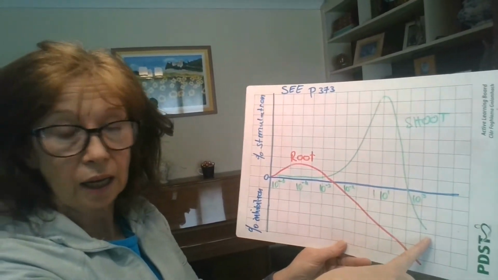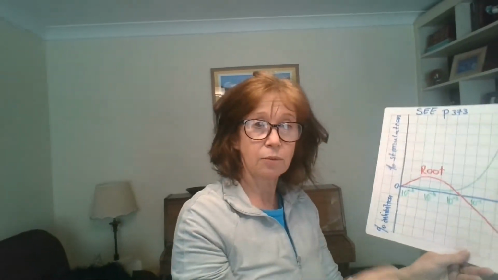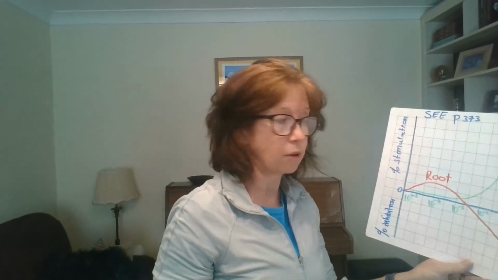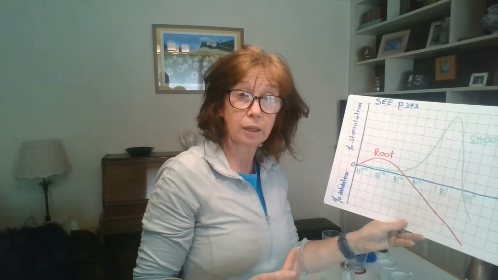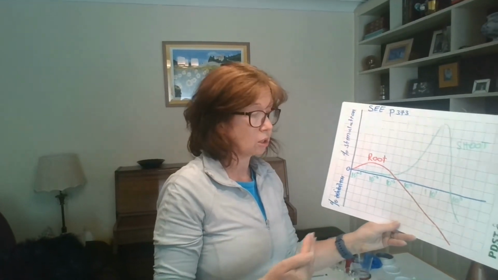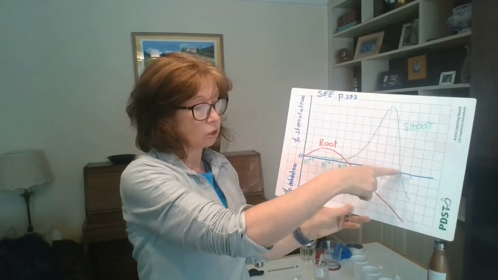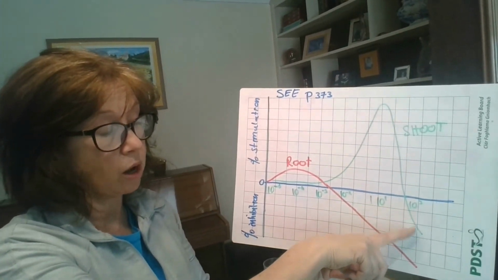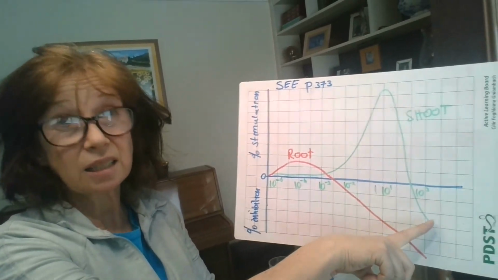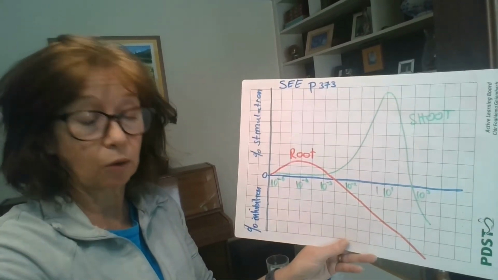Tie-in question that they could ask you. If you can remember the commercial uses of plant growth regulators, IAA is sometimes used as a weed killer if it's a very high concentration. So if it's a very high concentration, look, it's inhibiting growth, and that would tie into that. So high concentrations of IAA act as a weed killer and will stop the growth.